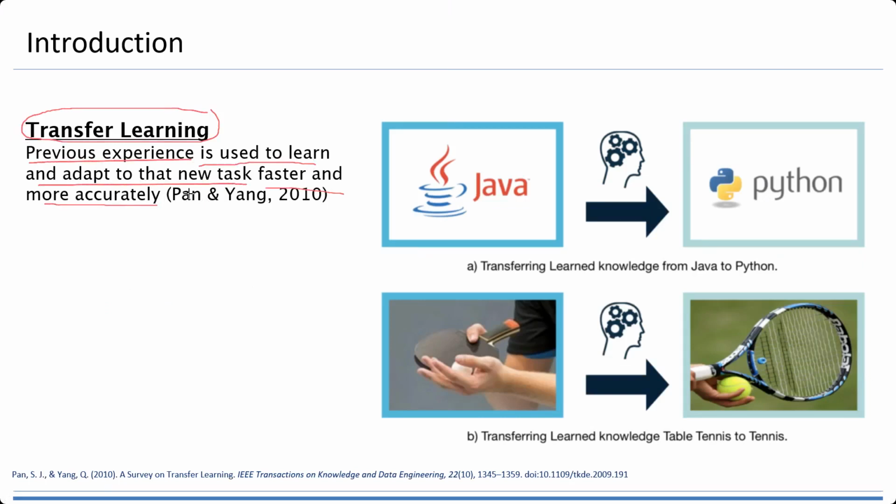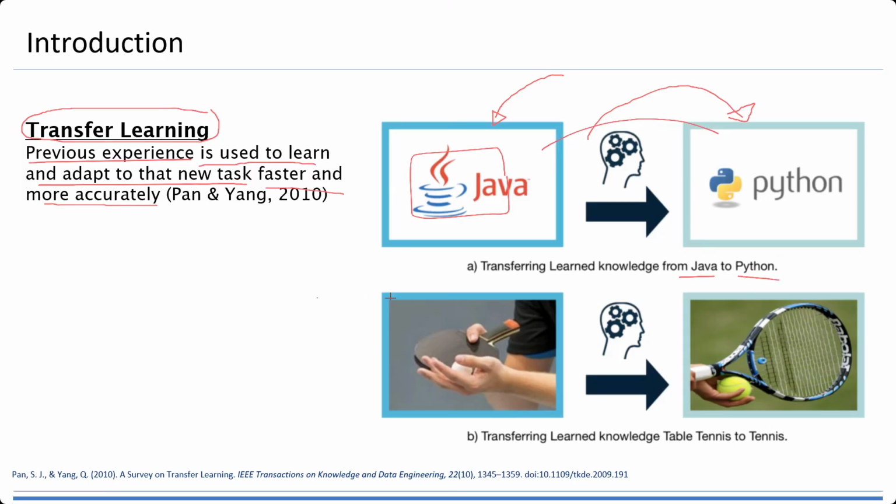For example, if you learned a programming language before, let's say you learned Java, and you want to learn Python now, because you already have the knowledge about programming in Java, you can easily adapt to Python because the structure might be the same, only the language is a little bit different. Maybe the structure is a little bit different, but overall, they are programming languages.